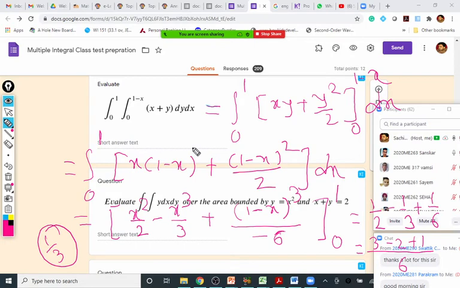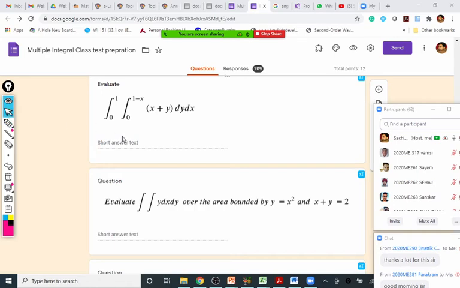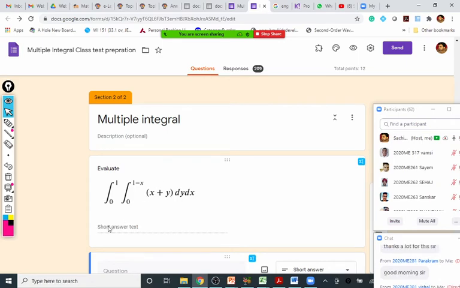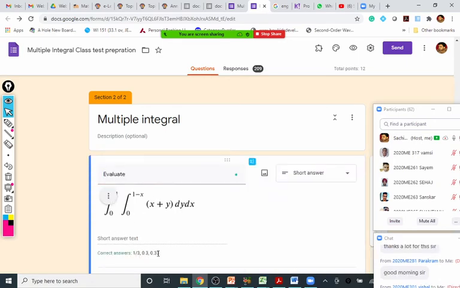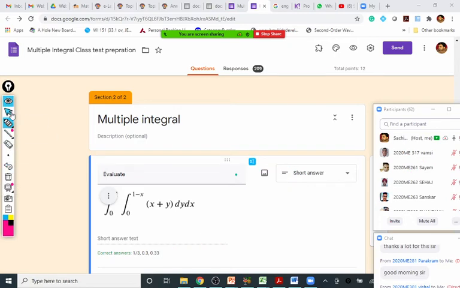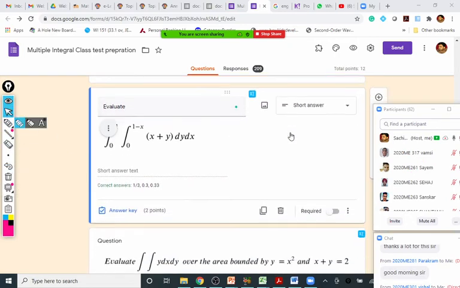So those who have written 1/3, they are correct there. So which answers are correct? I given there, just a minute. 1 by 3, 0.3 and 0.33. Those who wrote that answer, they are correct. But by chance, if someone wrote the answer like 1 by 3 or 0.3, you are correct. But as I have not given this option here, the computer shows you are wrong. Actually you are correct even though you wrote it that way, so don't worry. So that is about question number 1.